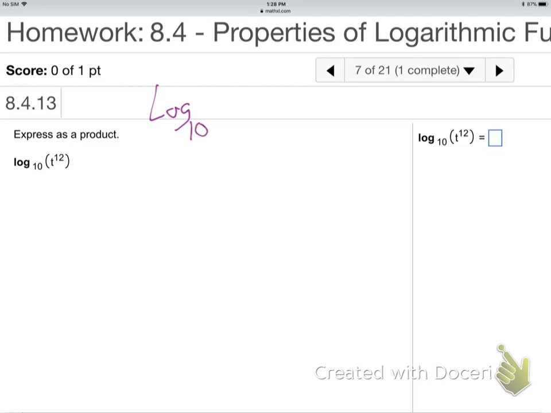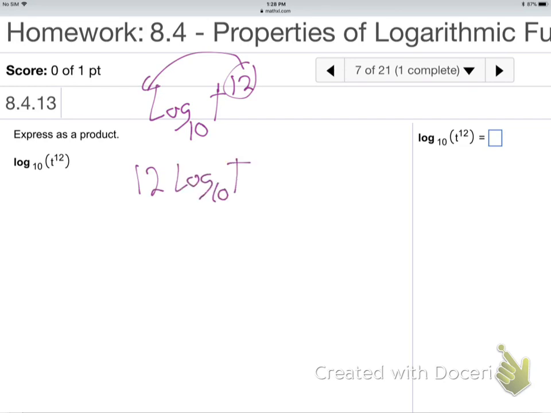So log, see that 10 is lowered down a little bit? That 10 is the base, it's the lowered down number, and we never mess with the base. That's just not going to change. Just leave log base 10 and log base 10. And then what happens on this one? Same thing, that power falls down to the front, becomes 12 log base 10 of P.